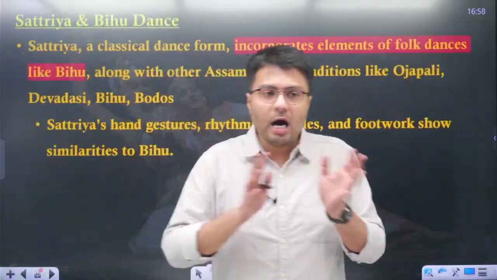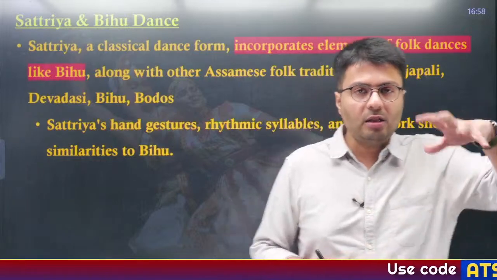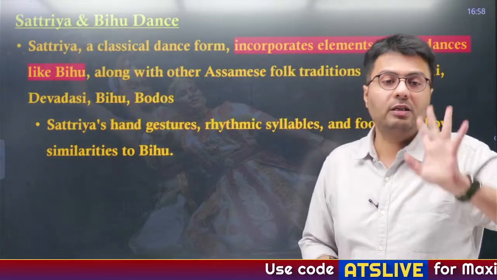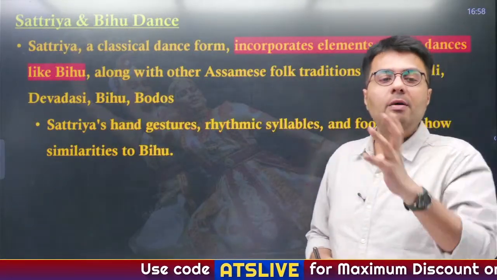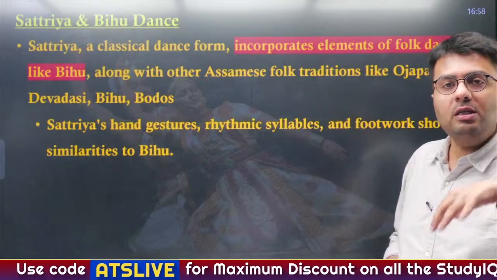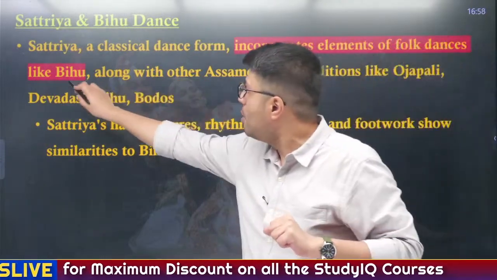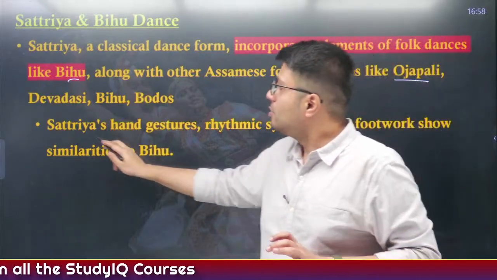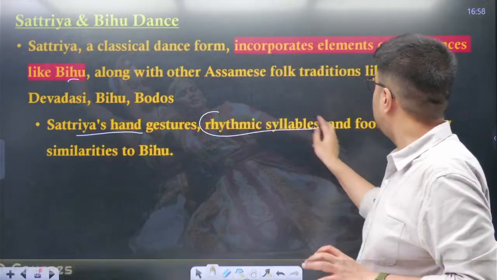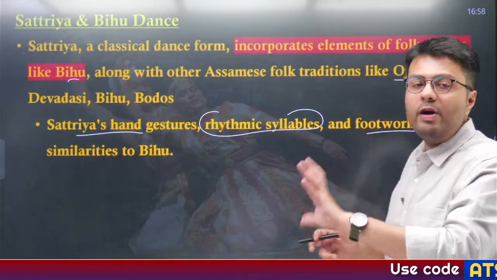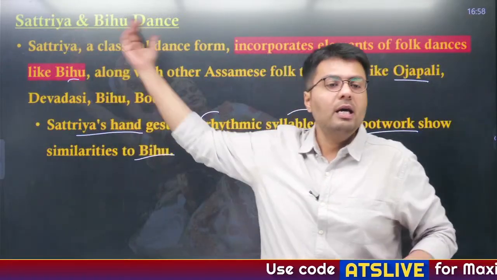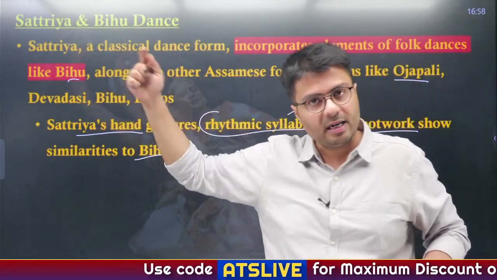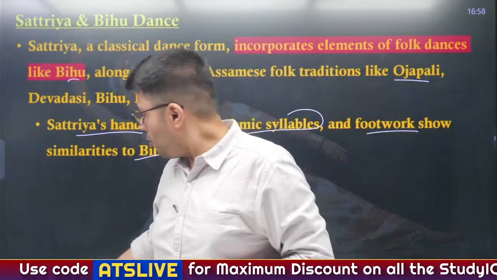Now, how are Bihu and Satriya related? Satriya is a classical dance form of Assam, and it incorporates elements from various folk dances that prevail in Assam, which include Bihu and also other dances like Ojapali, Devdasi, and Bodo dances. Satriya's hand gestures, rhythmic syllables and footwork show great similarities to Bihu. That is why these two are closely related. Understand? Any doubt up till now?